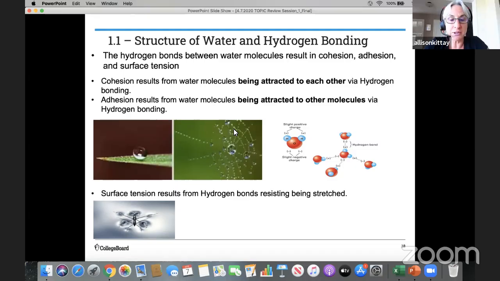And then finally, surface tension results from hydrogen bonds resisting being stretched. So it creates a nice tight surface. And the image there is showing you a water strider that can actually walk on water. And if you've ever skipped rocks on a lake, you know this feature of water. And just again, reminding you that if you look at the diagram here, it's kind of reminding you why these things happen, that there are hydrogen bonds, and this water molecule is forming hydrogen bonds with 4 other water molecules. And that is kind of the maximum number that the water molecules can account for in hydrogen bonding.